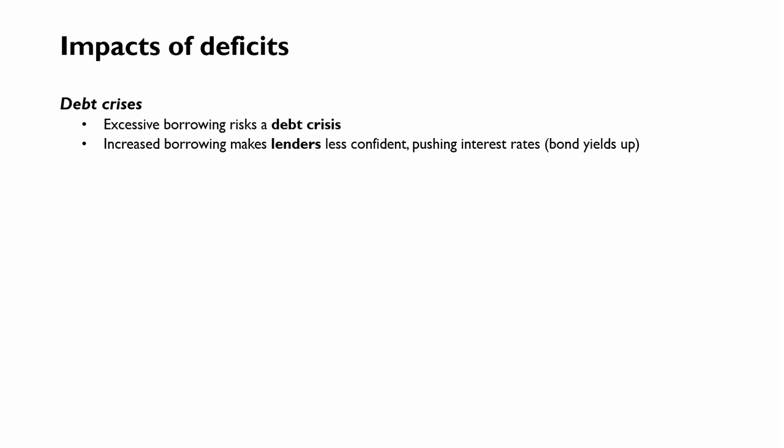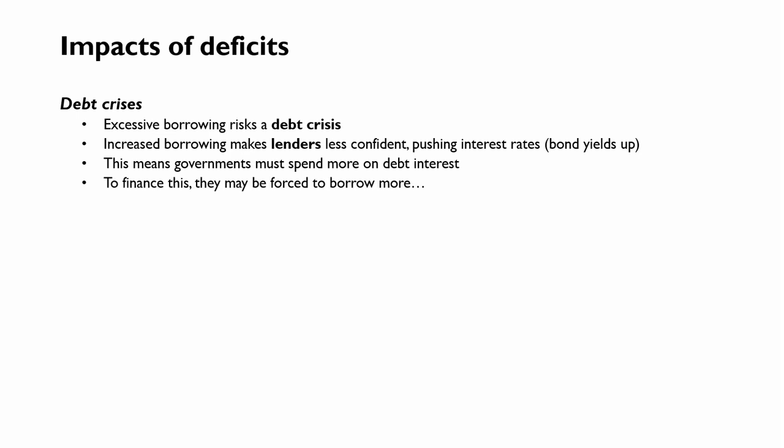As bond yields, these interest rates, go up, that in turn means that a government has to spend more money on the debt interest. Remember, £56 billion in the UK in 2020. In order to finance spending money on debt interest, they're going to have to borrow more because they can't necessarily just reduce taxation. That's going to make lenders less confident, it's going to push interest rates up further, and eventually the end point of this cycle is that the government has to default, which means it effectively goes bankrupt and the currency collapses. It's bad news.